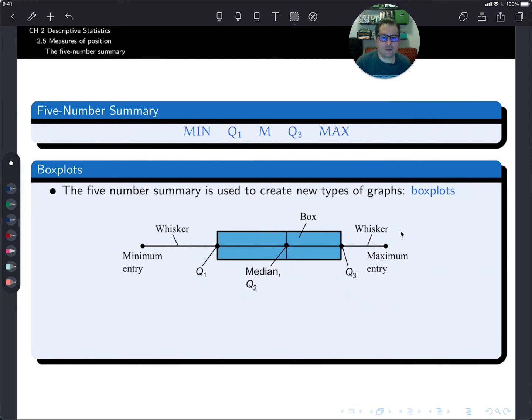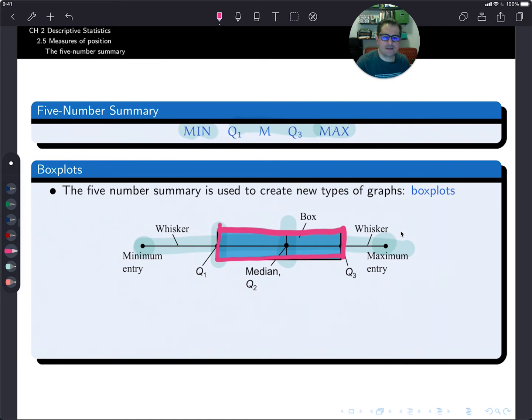The five-number summary has the minimum, the maximum, and the three middle quartiles: Q1, Q2, which is the median, and Q3. When you have those five numbers, we call it the five-number summary, and you can make a box plot. The box plot is a number line where this is the lowest number, the minimum, and this is the maximum. You put a line on the median, the second quartile, and you put a box between Q1 and Q3.